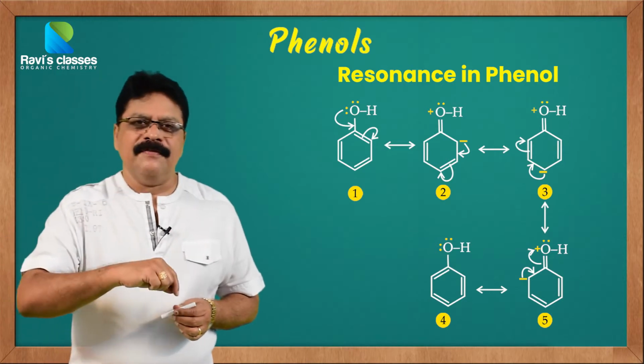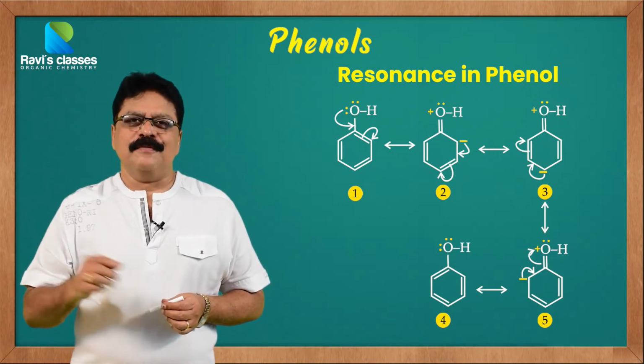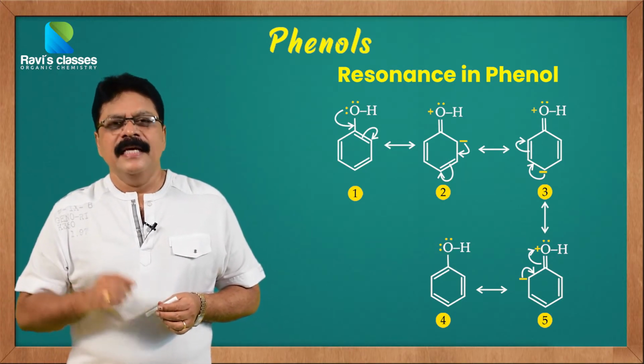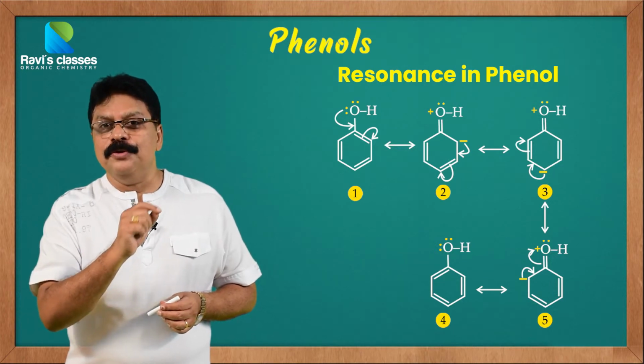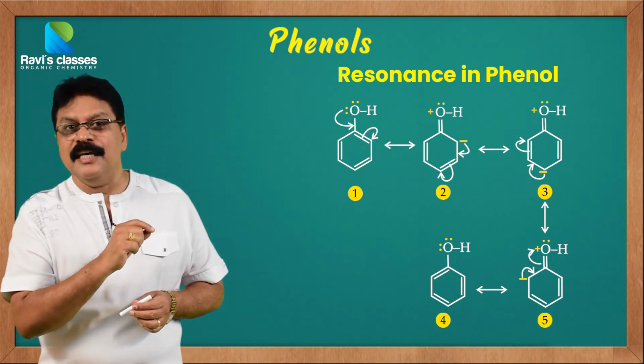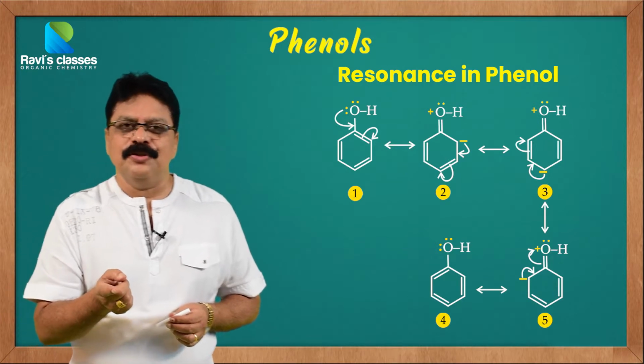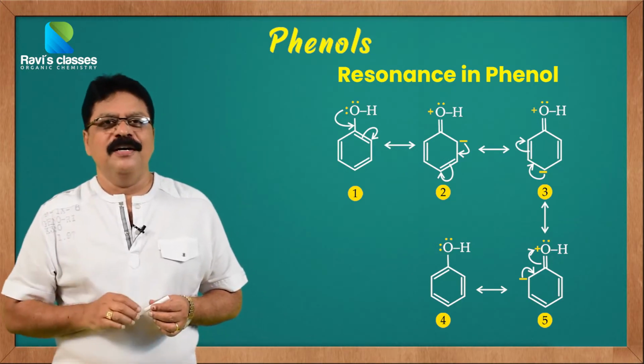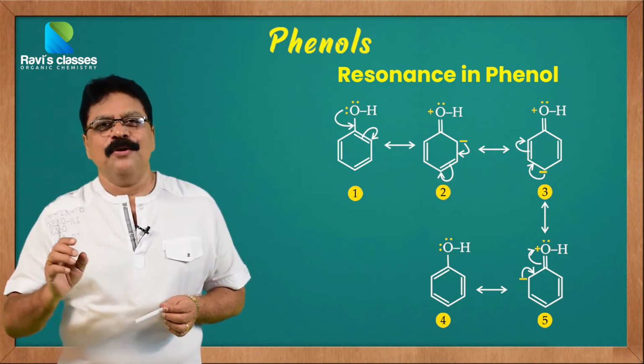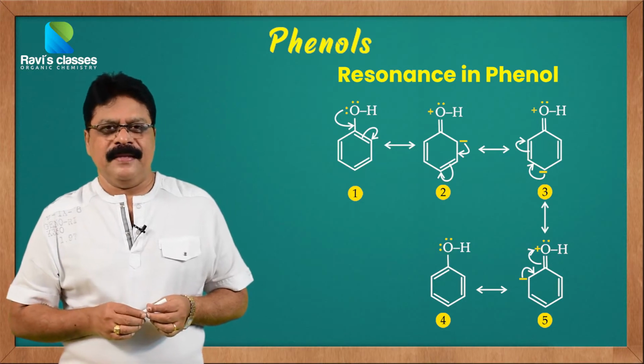So, hereafter phenol will show electrophilic substitution reactions faster. The negative charge is found to be going to the positions 2, 4, 6. Therefore, further electrophilic substitution reactions will take place at 2, 4, 6. So, it is an ortho-para directing group.